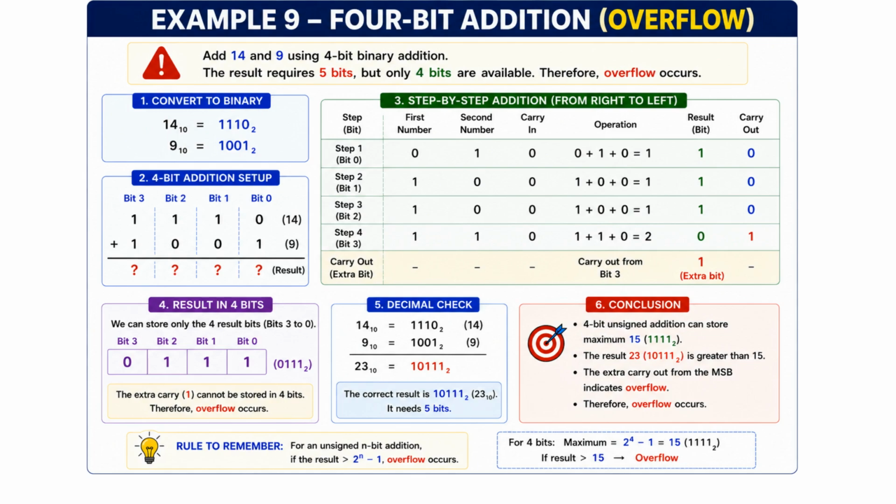Notice, the result requires 5 bits, but the register has room for only 4 bits. Only the rightmost 4 bits can be stored. The extra one, on the left, cannot fit inside the register. That extra bit is the carryout, and it tells us that overflow has occurred. Remember, a 4-bit unsigned register can store values only up to 15. Since 23 is greater than 15, overflow occurs.